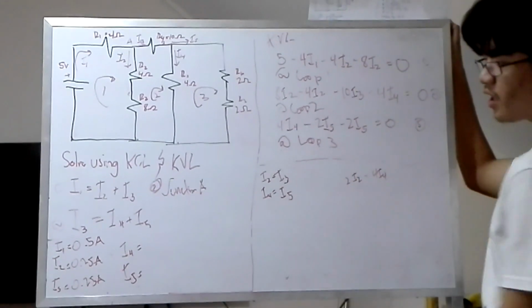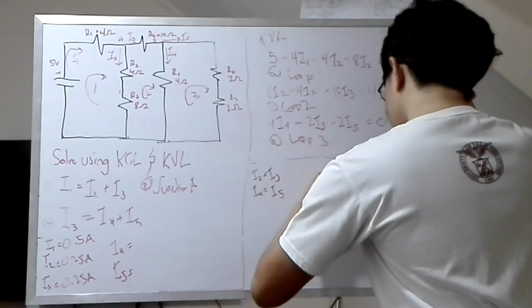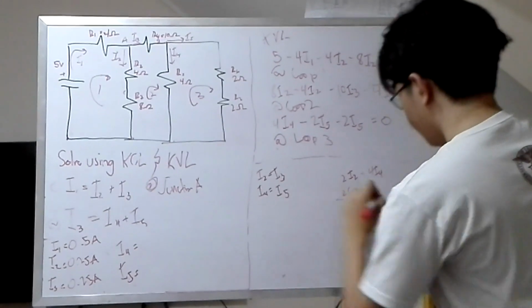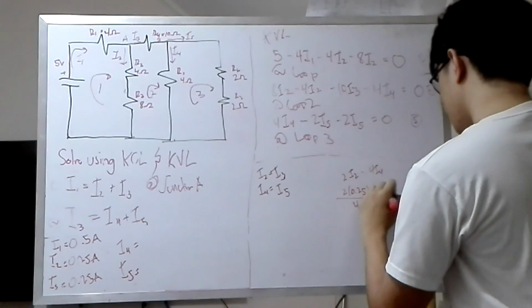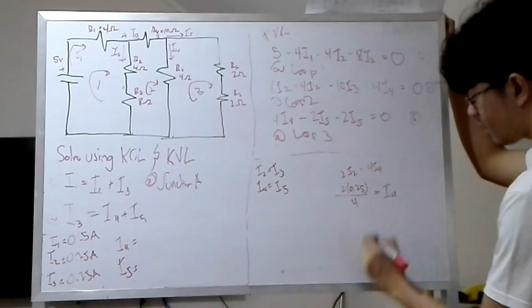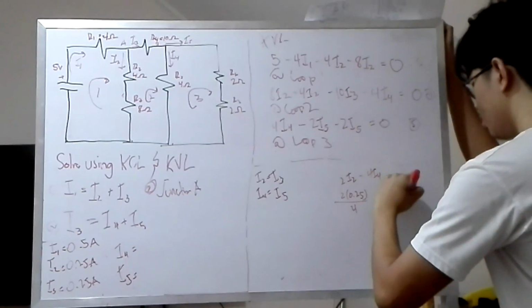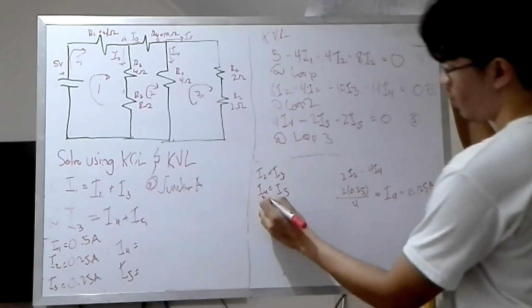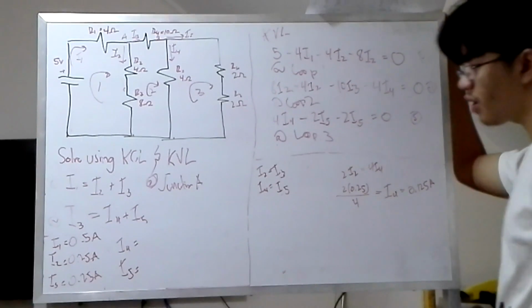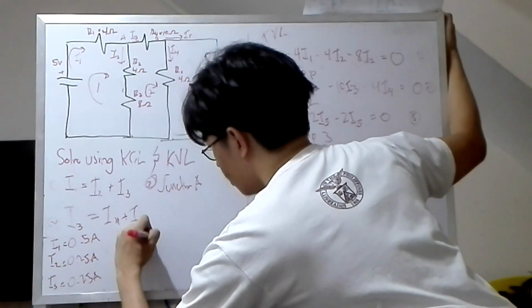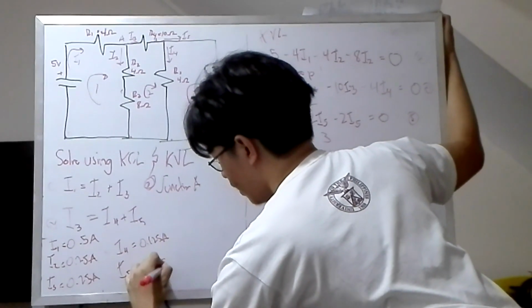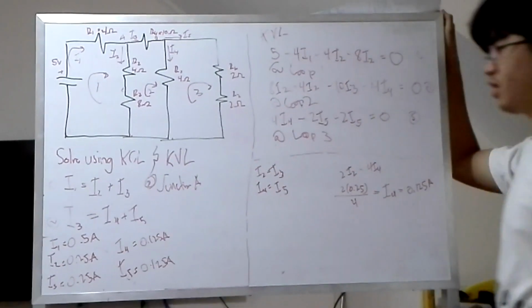So I2 is 0.25, and 0.25 divided by 4 is equal to I4, which is equal to 0.125 amps. And we know that I4 is equal to I5 as well, so it will be 0.125 amps.